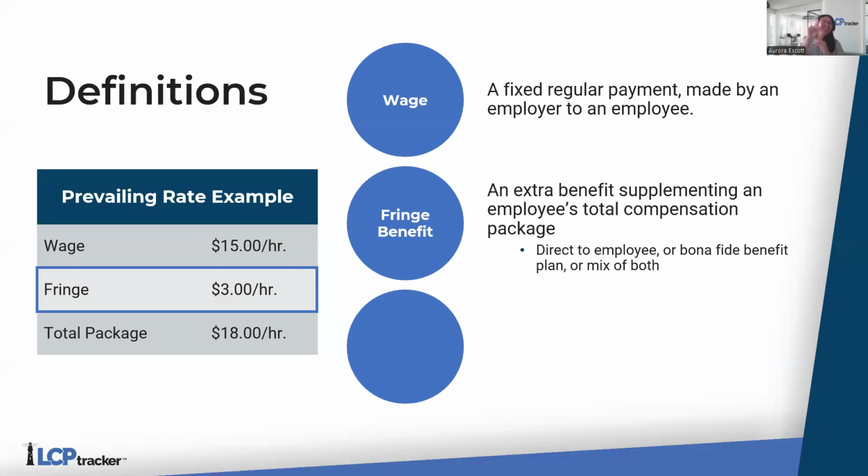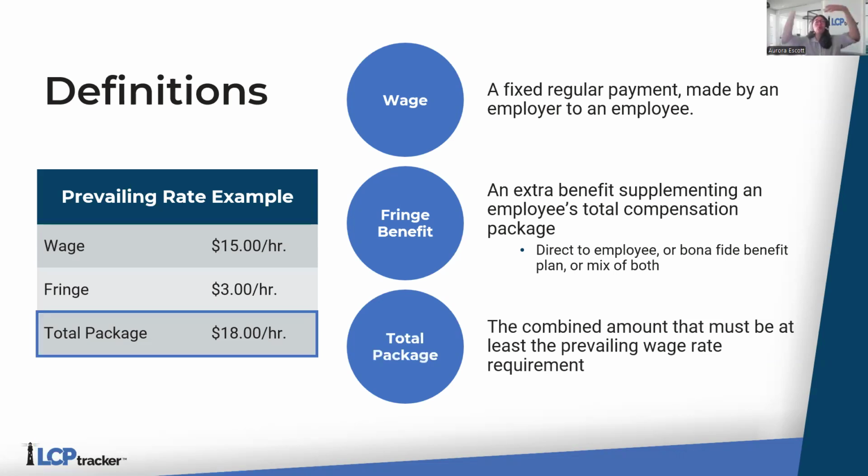Your fringe benefit is a little extra that is paid either directly to the employee as cash fringes or paid into a benefit plan. Or sometimes contractors decide to do a mix of both, paying a little bit as cash and a little bit into a benefit plan. And in total, you get your total package. That is how much the employee should be receiving in some way, shape, or form for every hour that they work on a public works project.